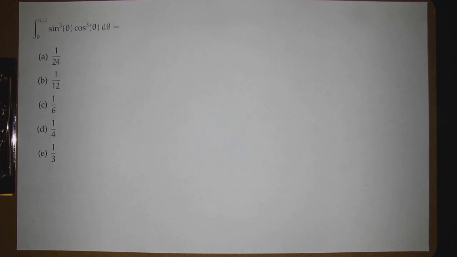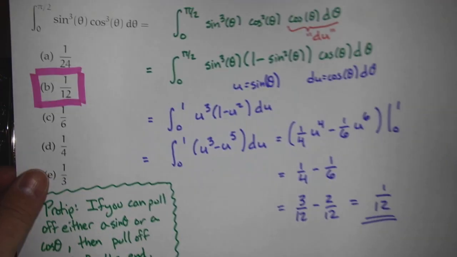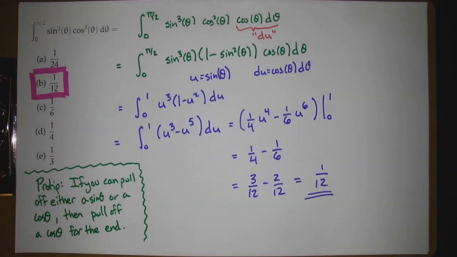All right, do we have an answer? Does someone work this out? B? Yes, it is B, 1 over 12. Now this is a case where they're both odd exponents. That's a great case to be in.